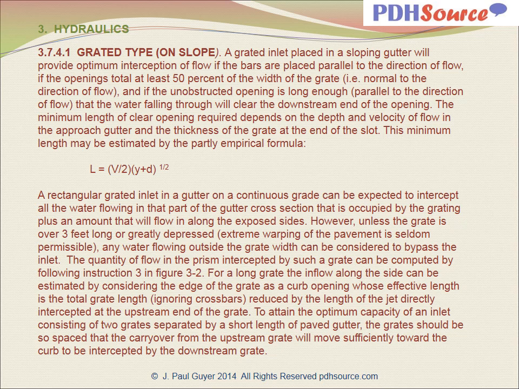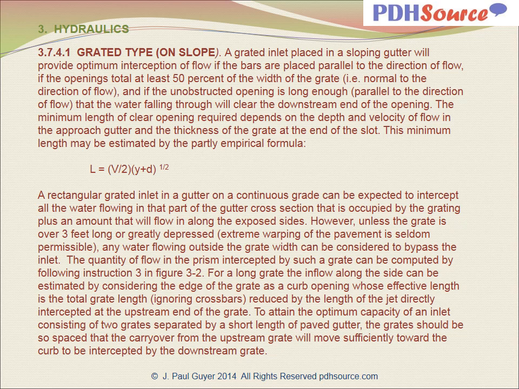A rectangular grated inlet in a gutter on a continuous grade can be expected to intercept all the water flowing in that part of the gutter cross-section that is occupied by the grating, plus an amount that will flow in along the exposed sides. However, unless the grate is over 3 feet long or greatly depressed, extreme warping of the pavement is seldom permissible. Any water flowing outside the grate width can be considered to bypass the inlet. The quantity of flow in the prism intercepted by such a grate can be computed by following instruction 3 in figure 3.2 previously. For a long grate, the inflow along the side can be estimated by considering the edge of the grate as a curb opening whose effective length is the total grate length, ignoring crossbars, reduced by the length of the jet directly intercepted at the upstream end of the grate.